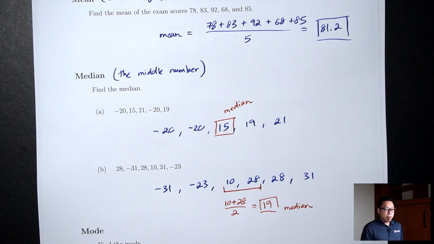Okay, and the significance of the median is because it's the middle number, about half of our data is above and half of it is below.